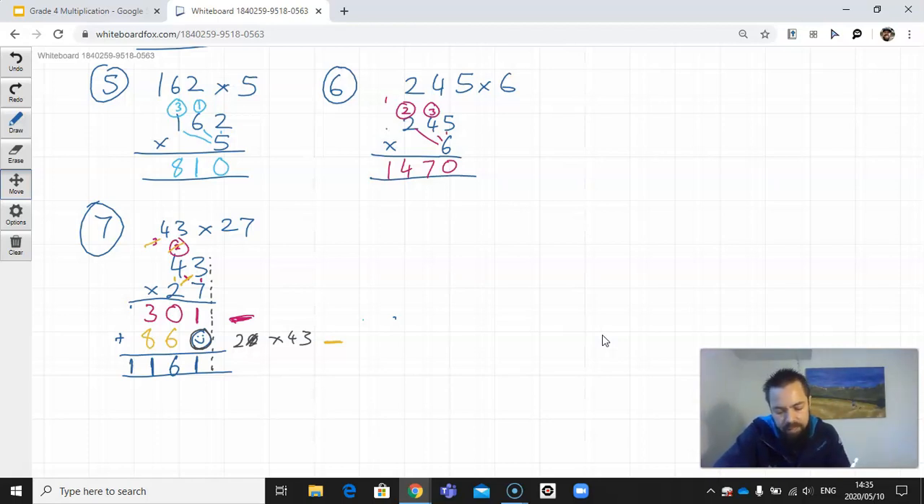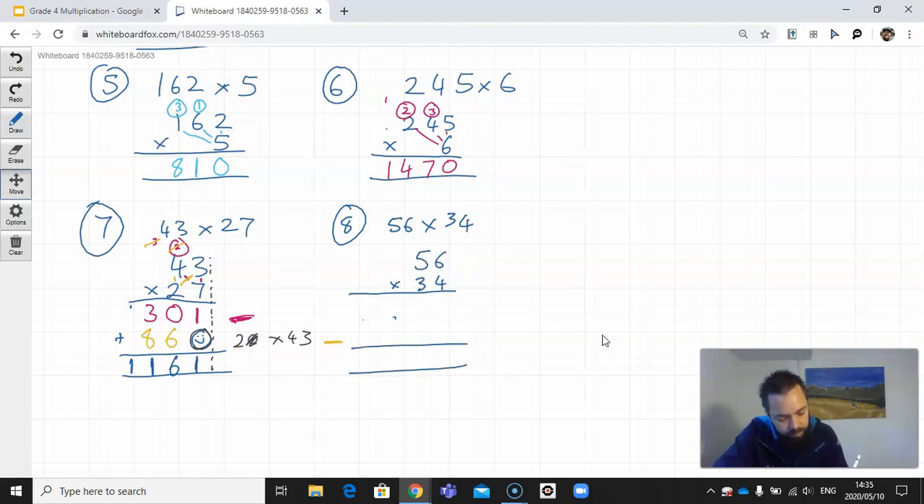Okay, this one I'd like you to try on your own. It's the same format. I'll do the layout for you. 56 times by 34. Go.